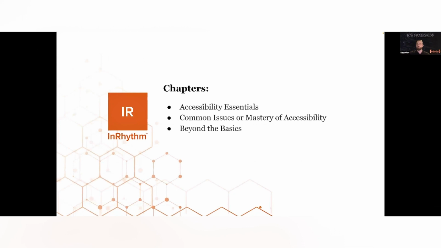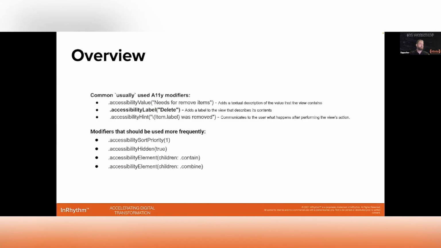So let's see what we're going to talk about: accessibility essentials, common issues or mastery of accessibility, and beyond the basics. Beyond the basics is pretty new and interesting stuff to learn. Accessibility essentials, most of you probably already saw them. The commonly used accessibility modifiers are accessibility value, where we add the textual description of the value that the view contains; accessibility label, which we will talk more about, adding a label with the description of the content; and accessibility hint.